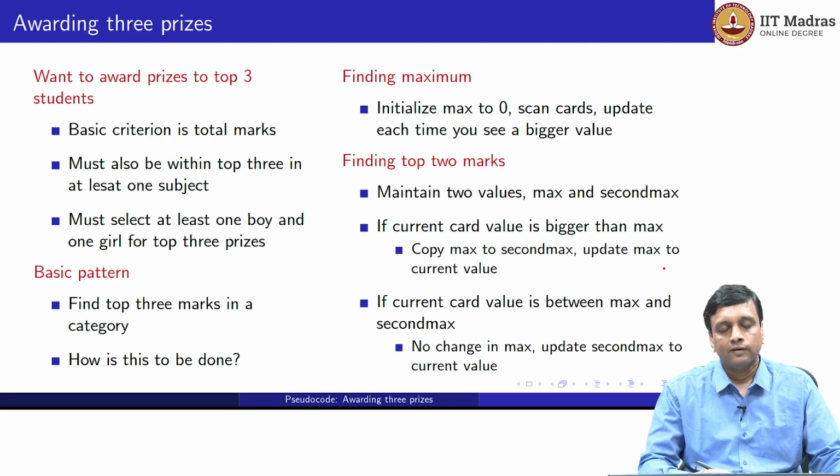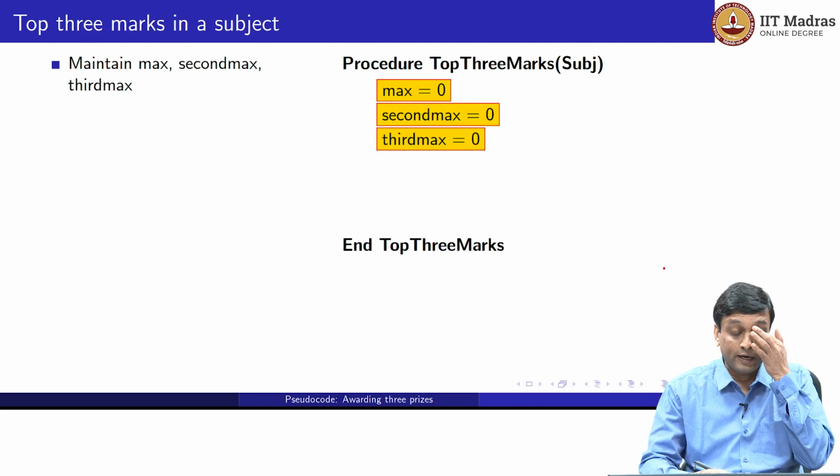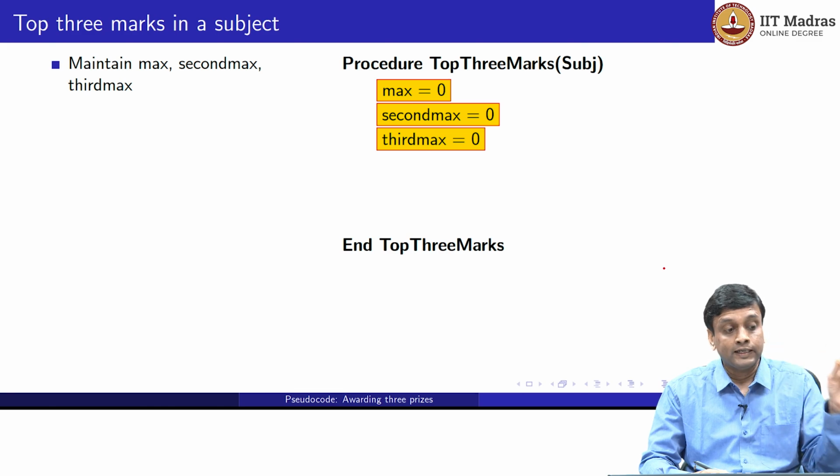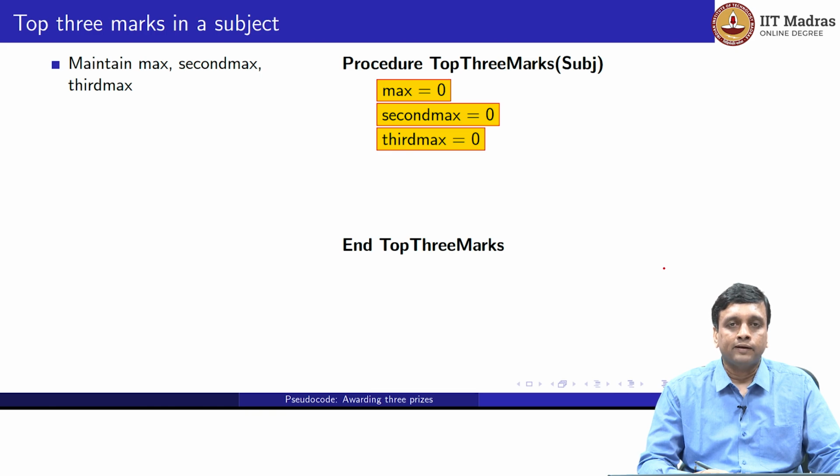So with this background, let's try to generalize it to finding the top 3 marks. As you would imagine, you would keep track of 3 quantities: the maximum, the second maximum, and the third maximum. So let's directly try to write pseudocode for a procedure which finds the top 3 marks in a subject. This takes the subject as a parameter and is going to compute the maximum, second maximum, and third maximum marks in that subject across all the cards. And this is what we will be using to find subject-wise toppers as part of our 3 prize problem.